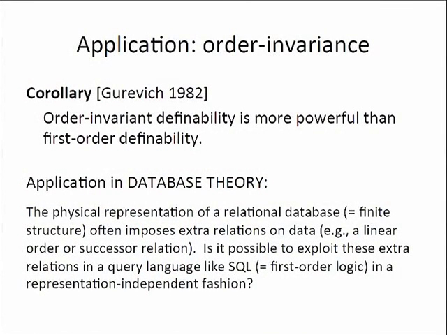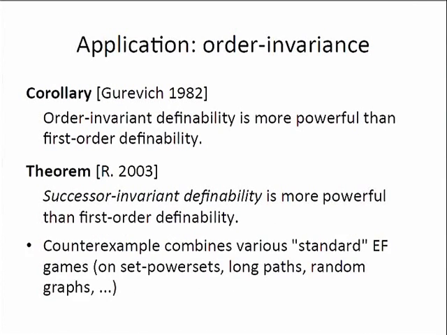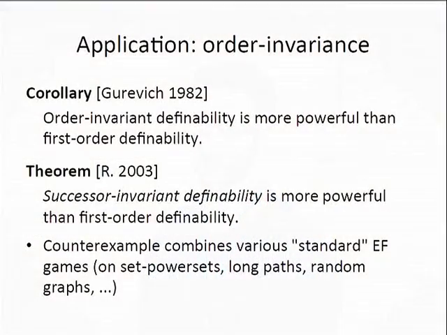So this question, when you translate it into the finite model theory language, is precisely asking if order invariant definability is more powerful than first order definability. Instead of order invariance, you could consider some other kind of auxiliary relation and ask about invariance with respect to that. One other question that people had asked is, what about invariance with respect to an auxiliary successor relation? And a result of mine is that even successor invariant definability turns out to be more powerful than first order definability.